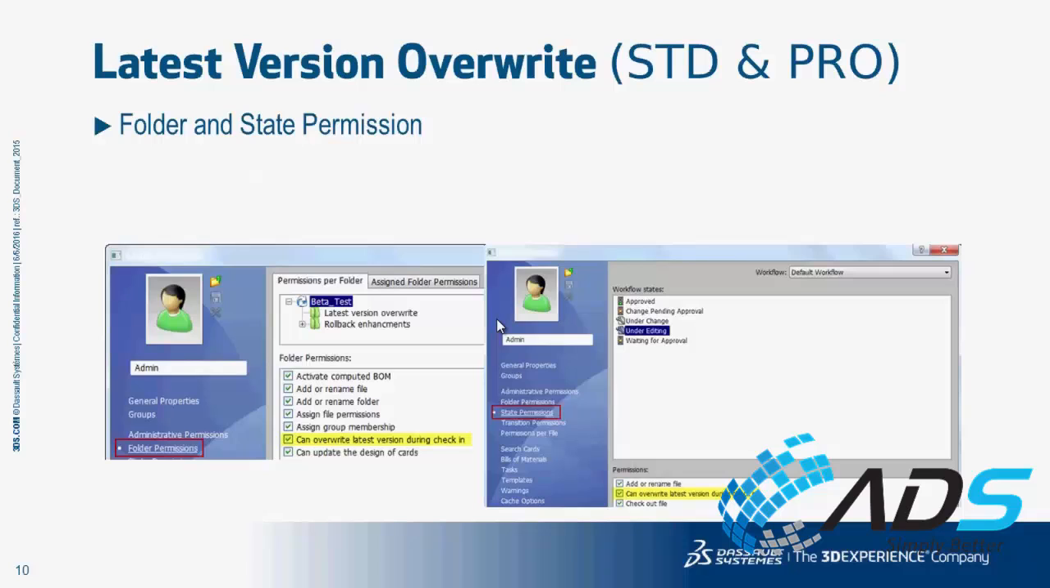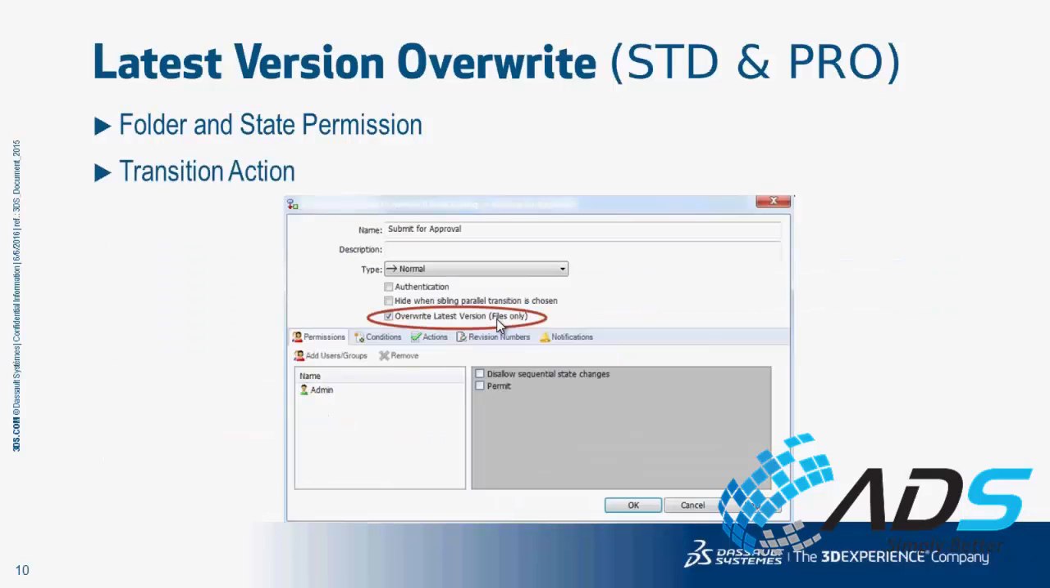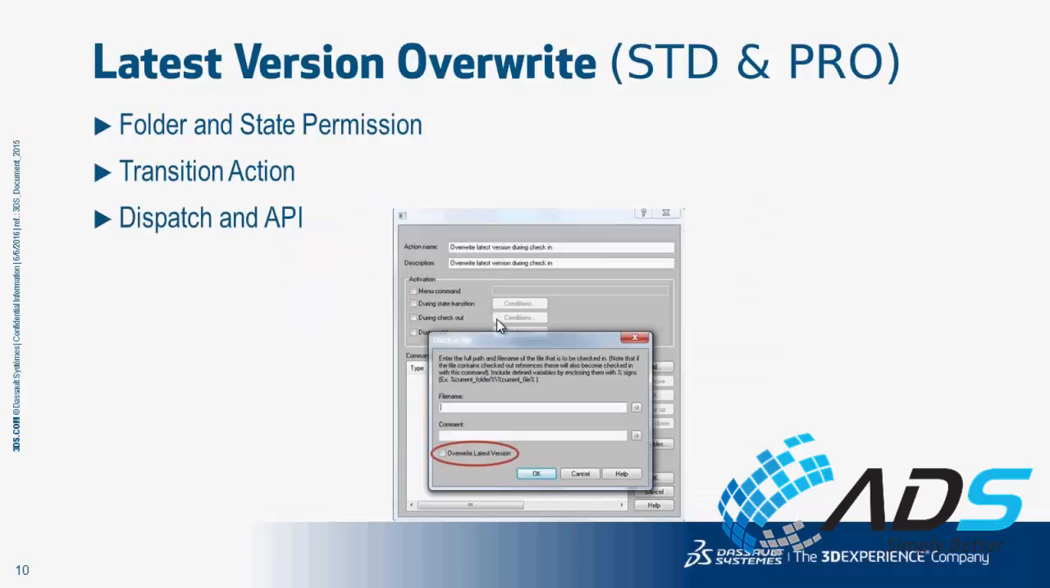So it's going to be a folder and a state permission. At each state and in each folder, it would be a permission that a user could have. Some states you might not want to offer overwrite, like in a release state, but in a work in process, maybe you do. It's in a transition action, so just a checkbox in the transition action dialog. Any new version that would be created in that transition would overwrite the previous one, and also in dispatch. So if you check in a file through dispatch, you can have the option to overwrite. It'll also be in the API.